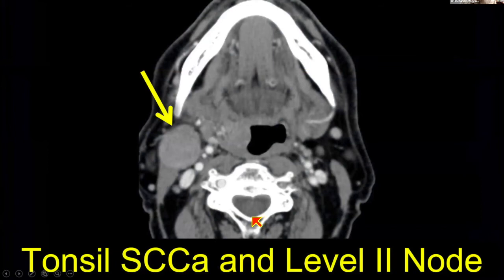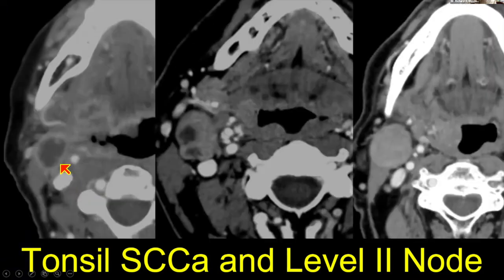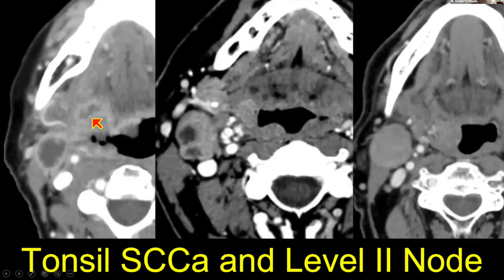Now, we have a lot of different appearances. You remember we talked about well-differentiated, moderately, or poorly differentiated squames. Here's a solid palatine tonsil squame with a solid lymph node. We can have a lot of different appearances. Sometimes they're both very necrotic. Sometimes it's mixed, solid and necrotic in different areas. And that may be that well, moderately, or poorly differentiated differentiation of the squamous cell carcinoma. But it doesn't change our management.